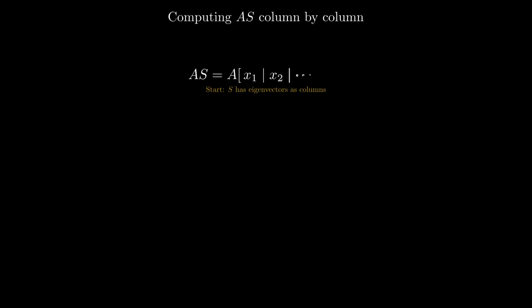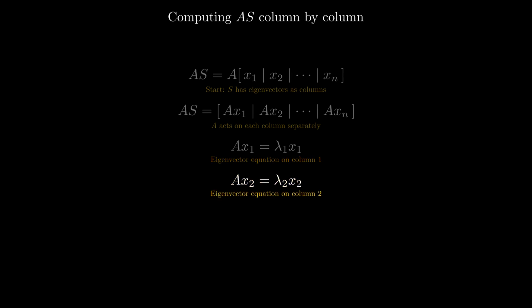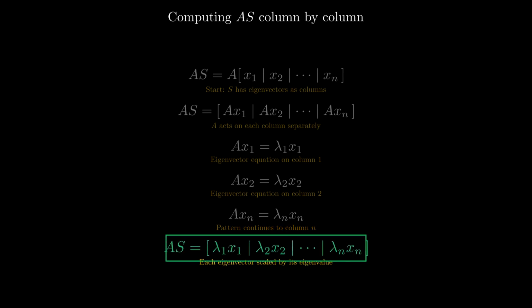Now let's compute A times S column by column. When you multiply a matrix by another matrix, A acts on each column separately. So the first column of AS is A times x sub 1, which by our eigenvector equation equals lambda sub 1 times x sub 1. The second column is A times x sub 2, which equals lambda sub 2 times x sub 2. And this pattern continues all the way through. Putting it all together, AS is the matrix whose columns are lambda sub 1 x sub 1, lambda sub 2 x sub 2, and so on, up to lambda sub n x sub n. Each original eigenvector is simply scaled by its own eigenvalue.